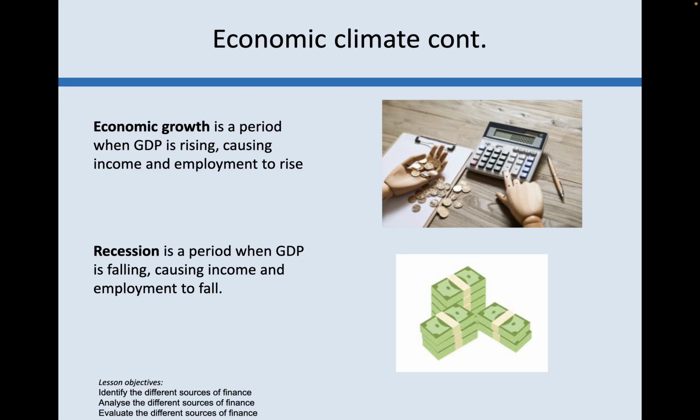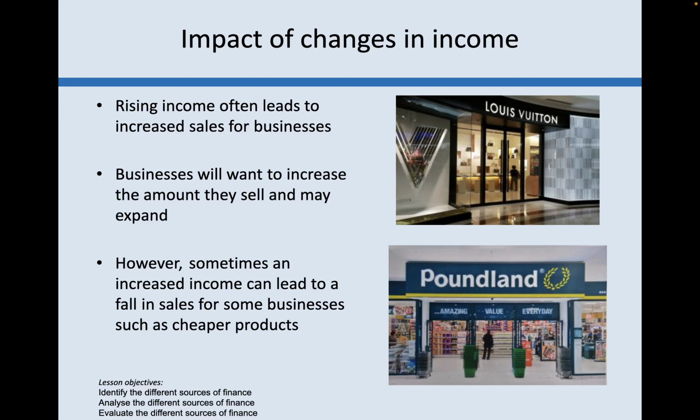So economic growth is a period where GDP is rising, and that means incomes and employment are rising. A recession is a period when GDP is falling, causing income and employment to fall. So that is when the country is outputting less. Maybe people have been made redundant. Unemployment starts to increase. So how does that change? How does that impact on changes in income?